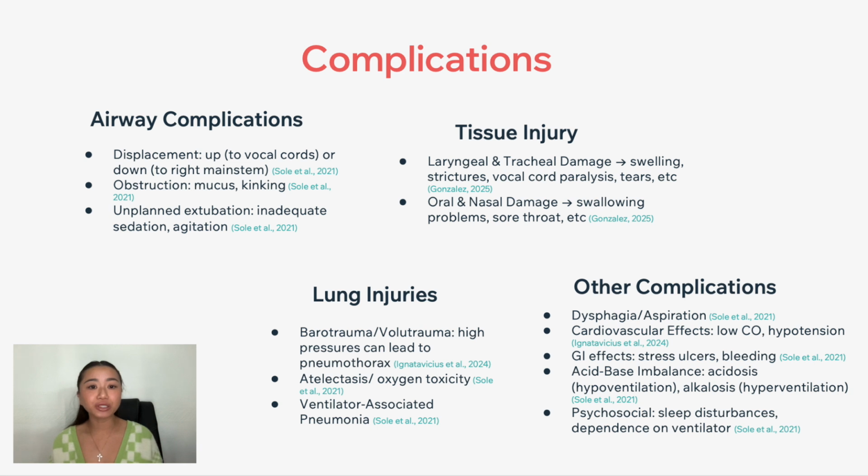For lung injuries, we need to watch out for barotrauma or volume trauma. Basically, too much pressure or volume can cause a pneumothorax or air leaks. The high oxygen levels can also damage lung tissues and can lead to atelectasis, so it's really important to use conservative oxygen and monitor those PEEP settings. Another really big risk is ventilator-associated pneumonia caused by aspirated secretions. We as nurses can help prevent this through oral care, suctioning, and elevating the head of the bed.